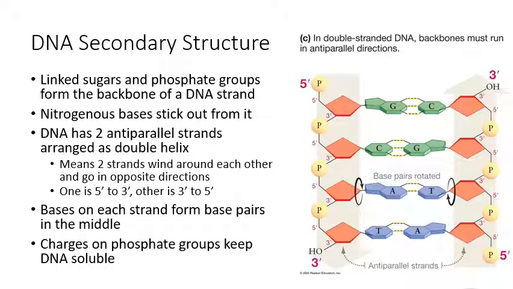Then the last thing I'll mention about this secondary structure is that, of course, those phosphate groups in the backbone are going to be charged. They have negative charges on them. So just like when you have a chain of amino acids, the backbone has charges on it, and those charges help keep the protein solubilized. The charges on the phosphate groups in the backbone of DNA will help keep the double helix solubilized.